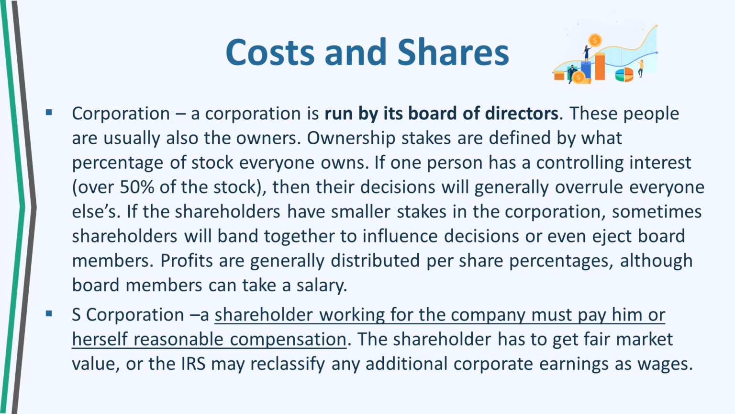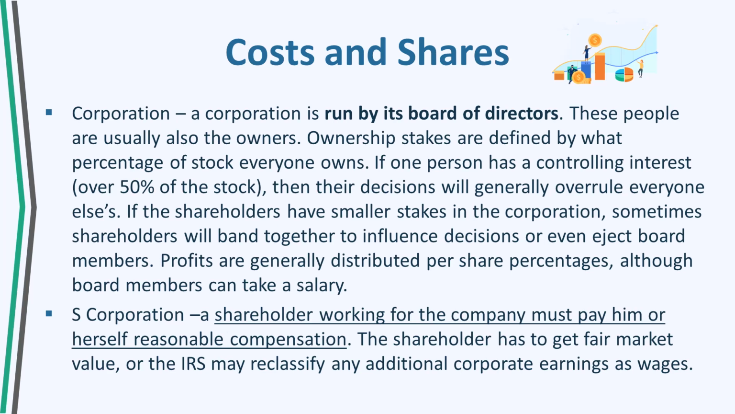If the shareholders have smaller stakes in the corporation, sometimes shareholders will band together to influence decisions or even eject board members. Profits are generally distributed per share percentages, although board members can take a salary. For an S corporation, a shareholder working for the company must pay him or herself reasonable compensation. The shareholder has to get fair market value, or the IRS may reclassify any additional corporate earnings as wages.